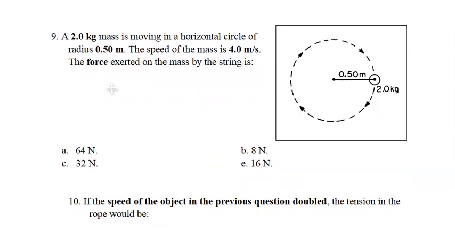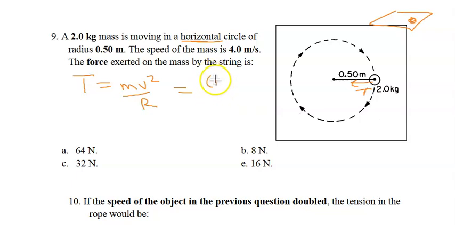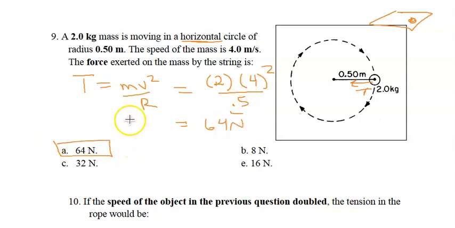Okay, final problem, and then there's 3 related questions. So you have a 2 kilogram mass, radius 0.5, particular speed, and the question is the force on the mass by the string. So it's a horizontal circle. It's a side view, so the only centripetal force is the tension. So tension, this is a little bit plug and chug, but I wanted to do the rest of the problem. So 2 times 4 squared over 0.5 gives you a tension of 64 Newtons. So that is the tension in the rope.